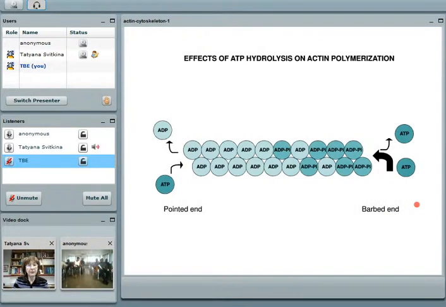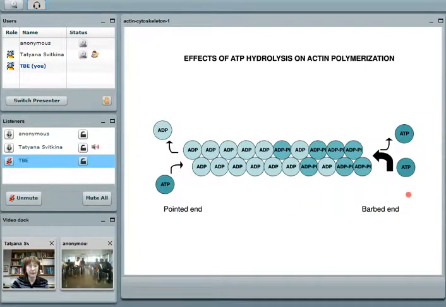So what is the role of this bound nucleotide? It turned out that it also changes the rate constant. Specifically, ATP-bound actin has much greater affinity for the barbed end, or I should say, much greater association rate constant for the barbed end compared to the pointed end.